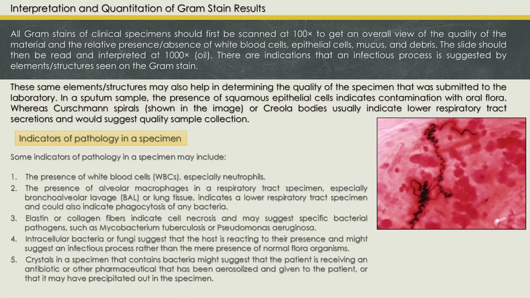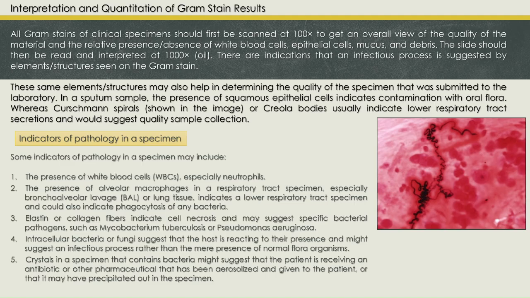Stain results. All gram stains of clinical specimens should first be scanned at 100 times to get an overall view of the quality of the material and the relative presence or absence of white blood cells, epithelial cells, mucus, and debris. The slide should then be read and interpreted at 1000 times, oil. There are indications that an infectious process is suggested by elements/structures seen on the gram stain. These same elements/structures may also help in determining the quality of the specimen that was submitted to the laboratory.